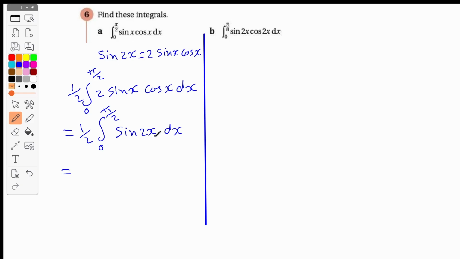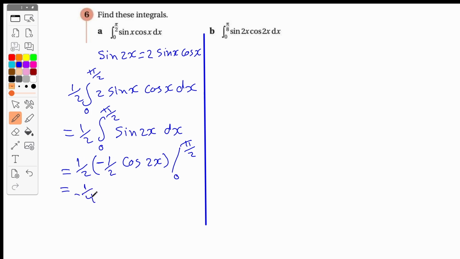Now it's easy to integrate this one. So just write half as it is, okay? The integral of sine 2x is negative what? Cosine 2x. But because of this 2, you have to divide by 2, right? So it's negative half cosine 2x, okay? And don't say plus c here because of this limit, so we say 0 to pi over 2, okay? Half times negative half, that will be negative quarter, okay?